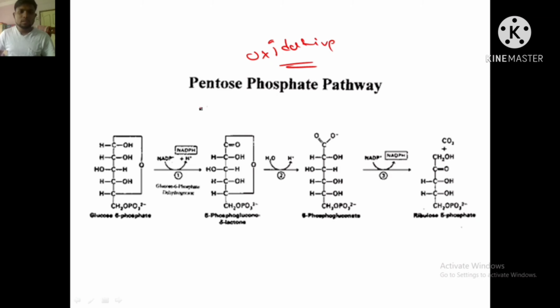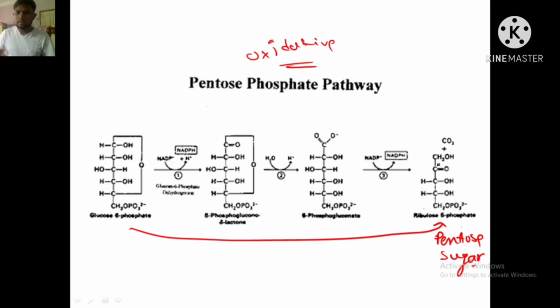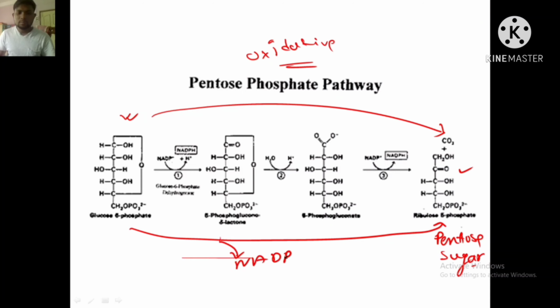In oxidative stage, glucose 6-phosphate is converted into ribulose 5-phosphate, which is a pentose sugar, and this is a keto sugar. Okay, C double bond O. Now this glucose 6-phosphate will oxidize and will be converted into this. While conversion, it will give NADPH plus H plus. Okay, so first glucose 6-phosphate will be converted into 6-phosphoglucono delta-lactone with the help of the enzyme glucose 6-phosphate dehydrogenase.